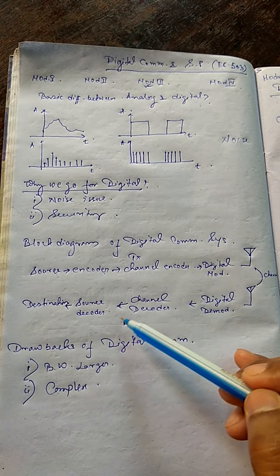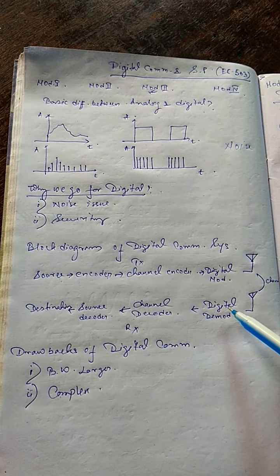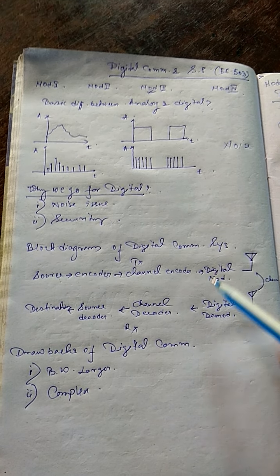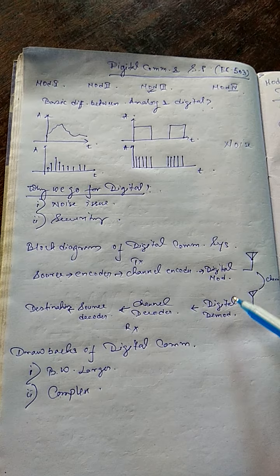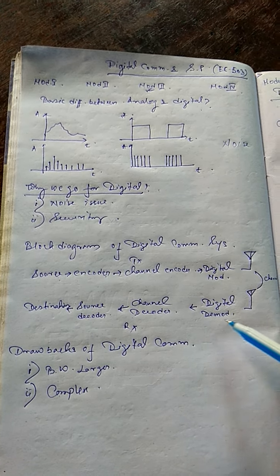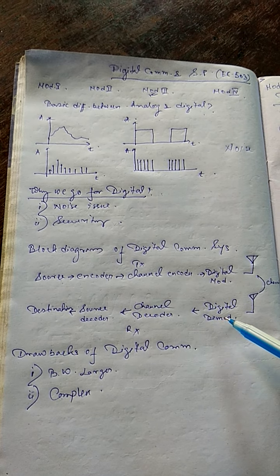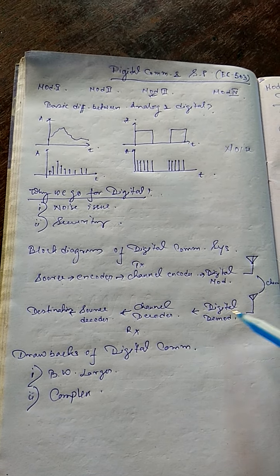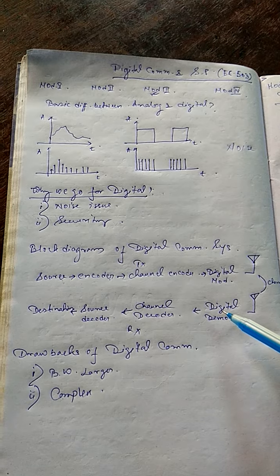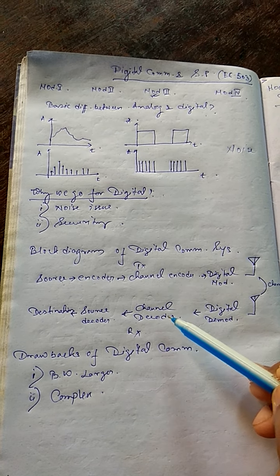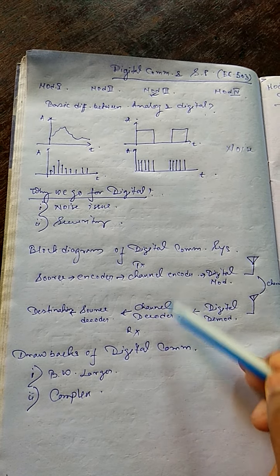If we come to the receiver portion, this is the reverse process of the transmitter portion. So first here we use the digital demodulation procedure, just the opposite version here. It discards the carrier wave and only accepts the message signal. Next we go for the channel decoder, just the reverse.